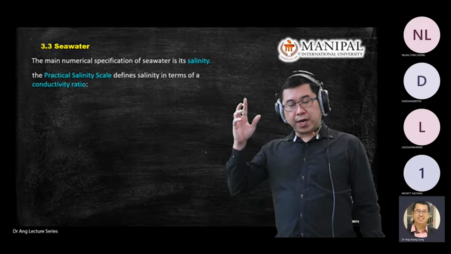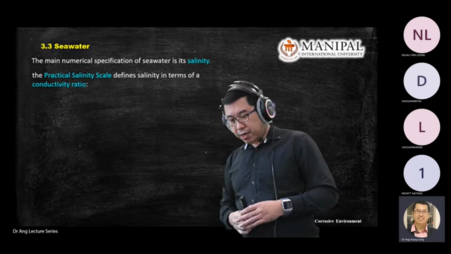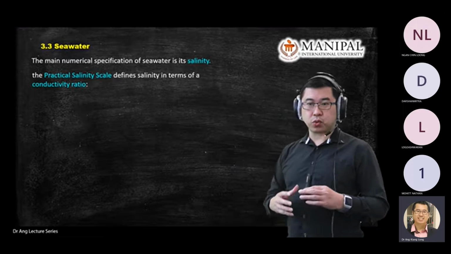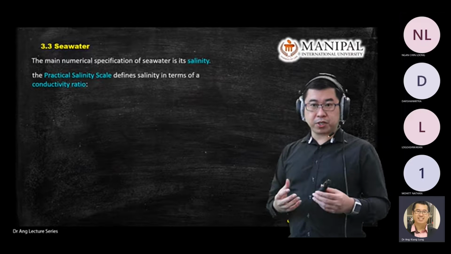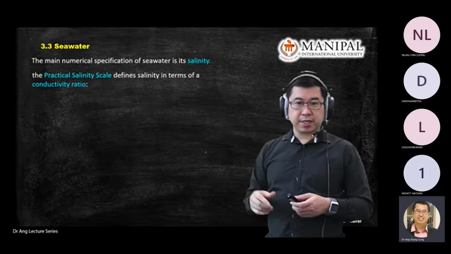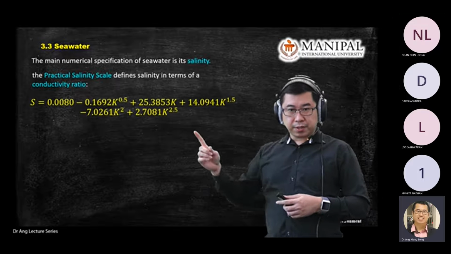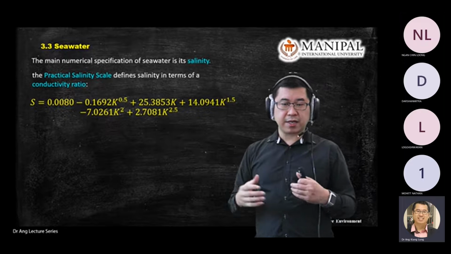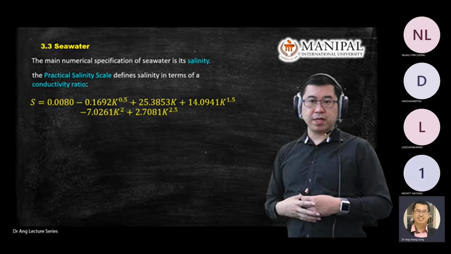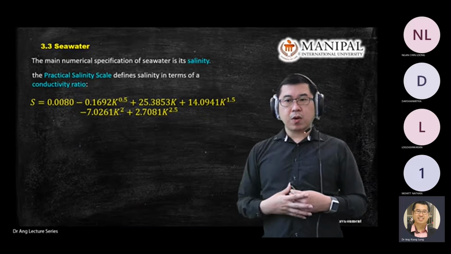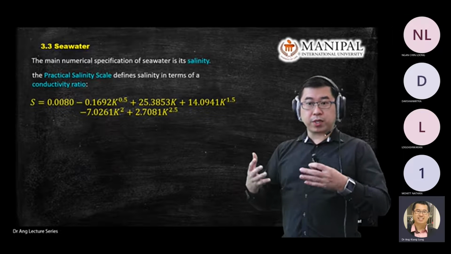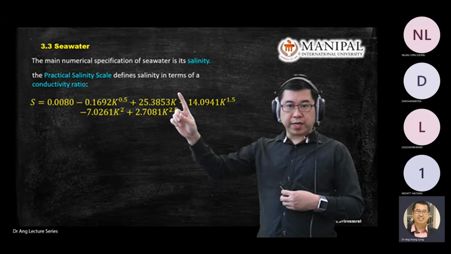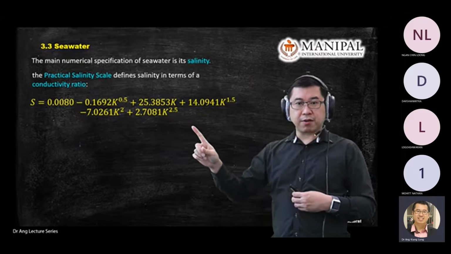One of the scientific parameters we use to describe seawater is salinity, given by this equation. It is a very lengthy equation, but it is a standard equation used throughout the world when you talk about salinity, or when you refer to a table that gives you a water quality chart. So when they mention salinity, they are using this formula.